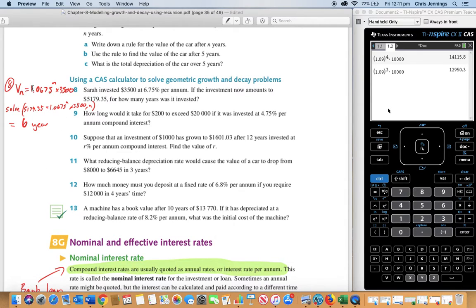So Vn equals 1.0675 for the percentage to the power of n times the initial amount. And then we can find out n, like in the example, with the solve function. That's what it's now worth. That's the rate to the power of n, we don't know what that is, times the 3,500, comma n, gives us 6 years.